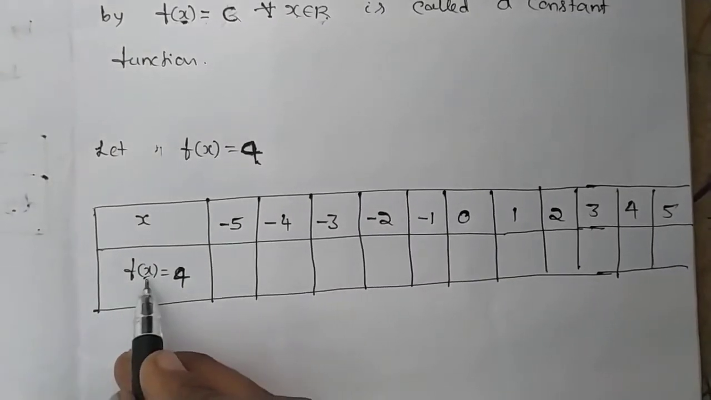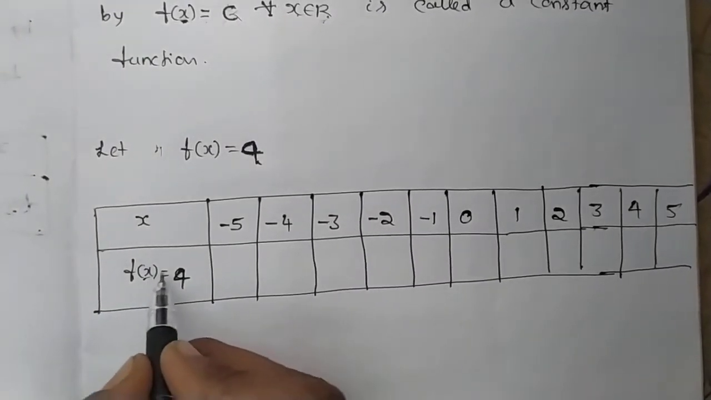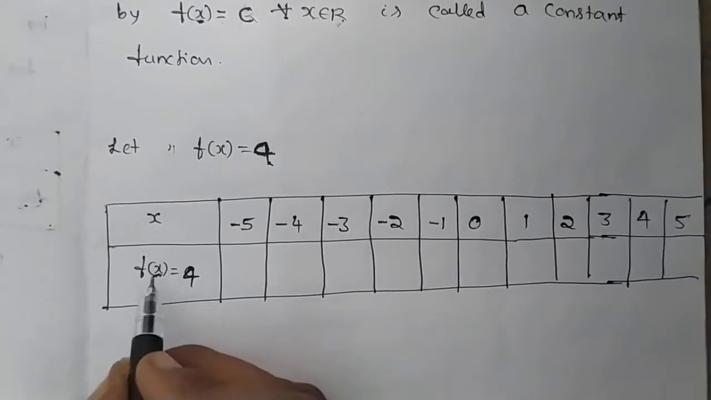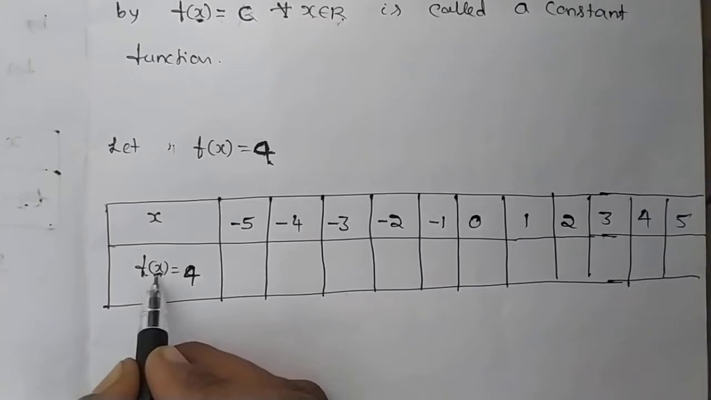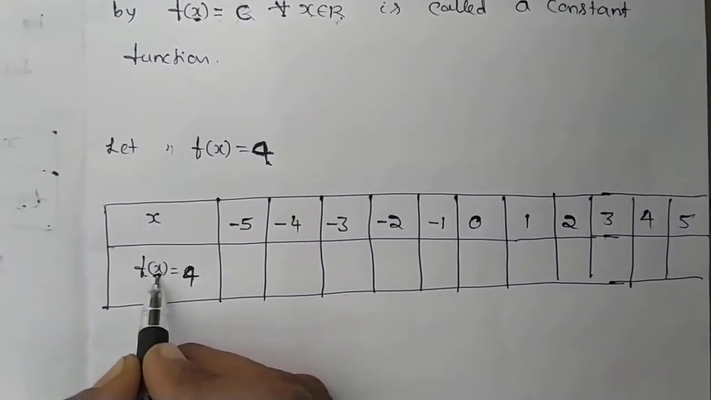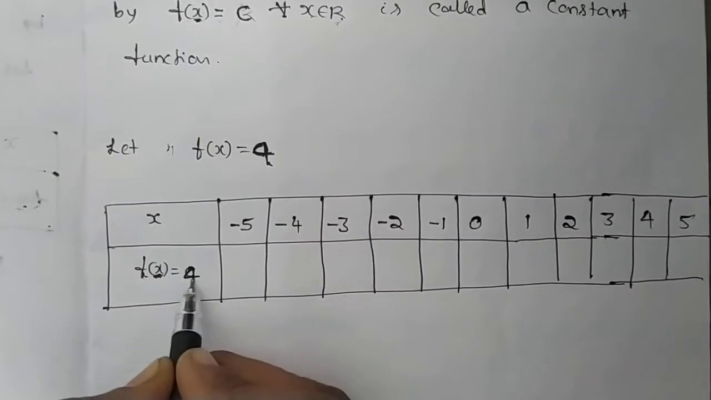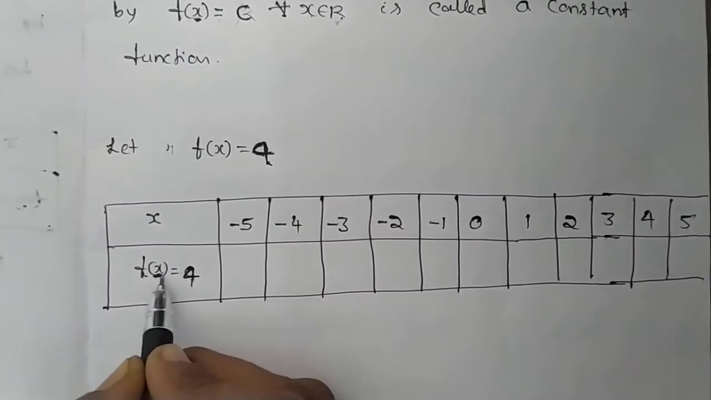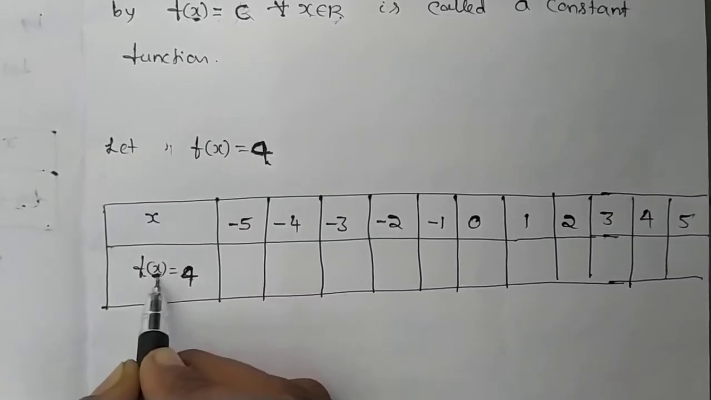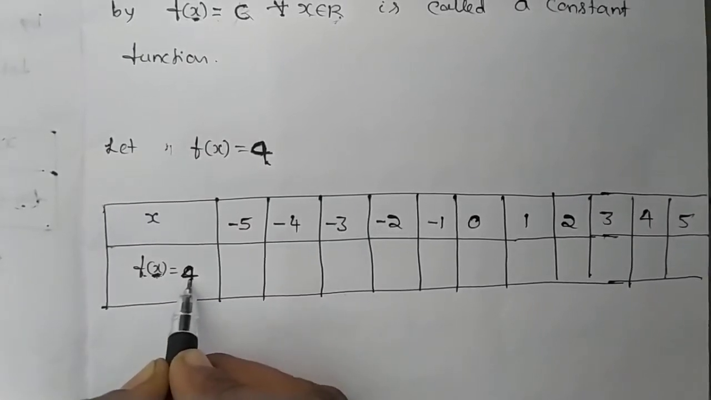Now you just substitute the values. You just put the values of x here. Then what we will get? F of minus 5 equals to what? Finally what we will get? F of x equals to 4. If you put any kind of value in place of x, finally we will get the value 4.